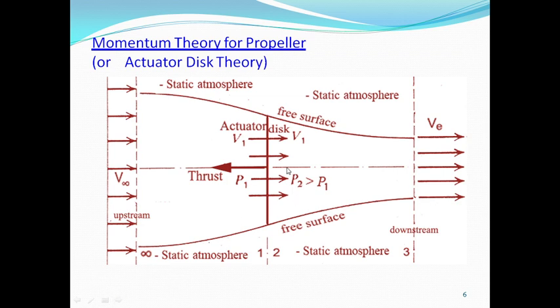Whereas in the wind turbine, the inlet velocity is higher and the exit velocity is lower, there the stream tube we will represent in the opposite way. It will be smaller here and it will be increasing here. But here we are trying to understand the impeller for the aircraft. So this is a stream tube.